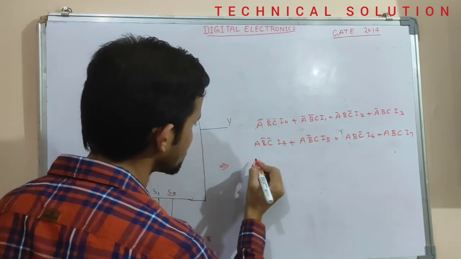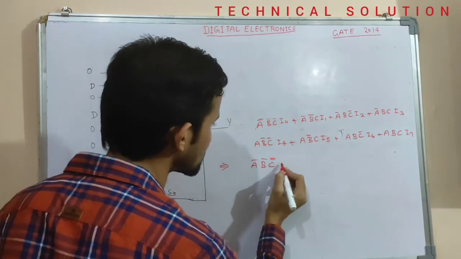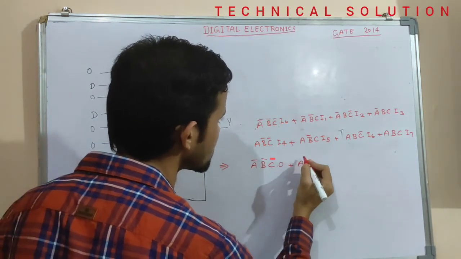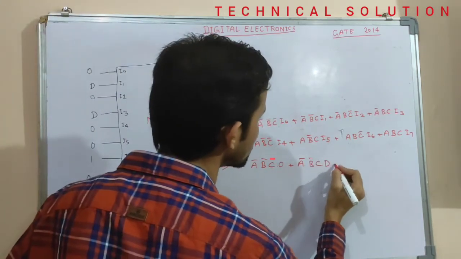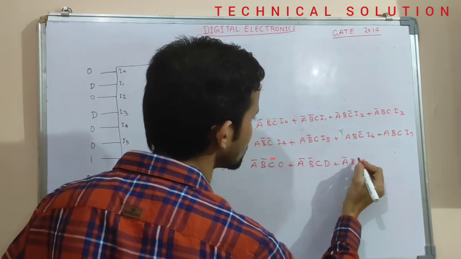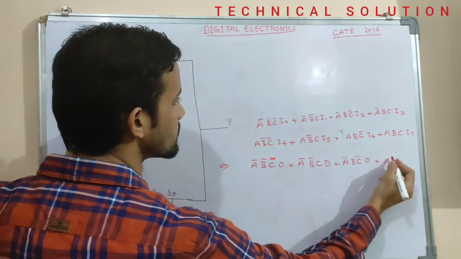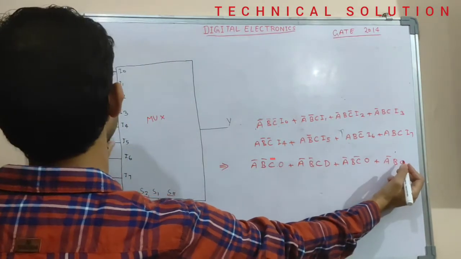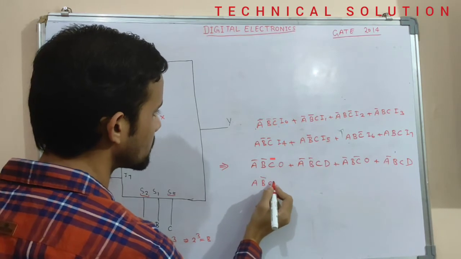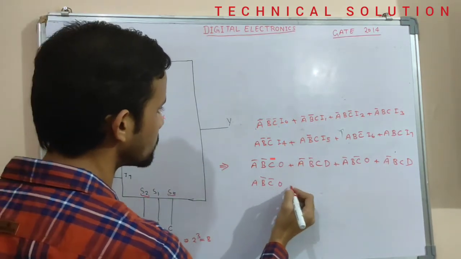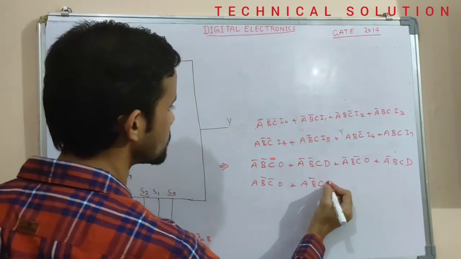So here it is A bar, B bar, C bar, and this I0 is 0. Okay. Next is A bar, B bar, C, and this I1 is D. Next is A bar, B, C bar, and this I2 is 0. Next is A bar, B, C, and this I3 is D. Next is A, B bar, C bar, and this I4 is 0. Next is A, B bar, C, and this I5 is also 0.